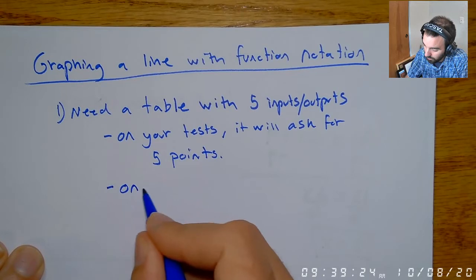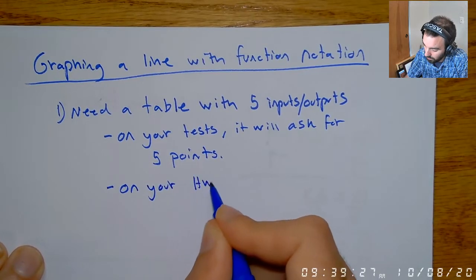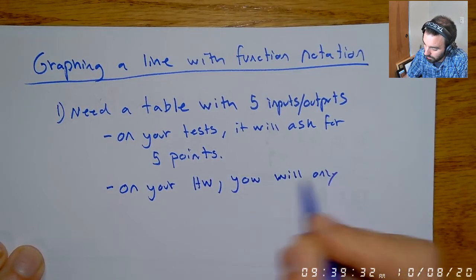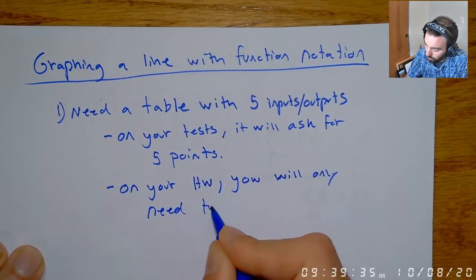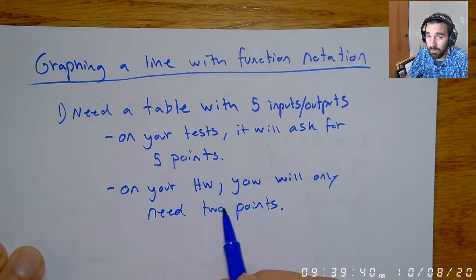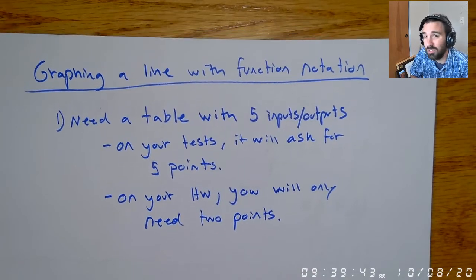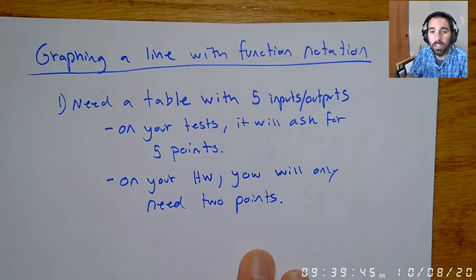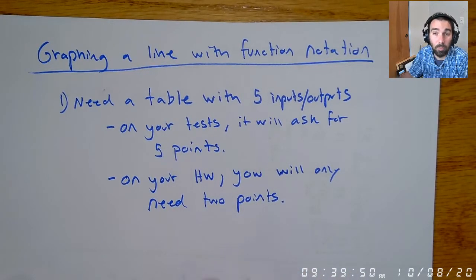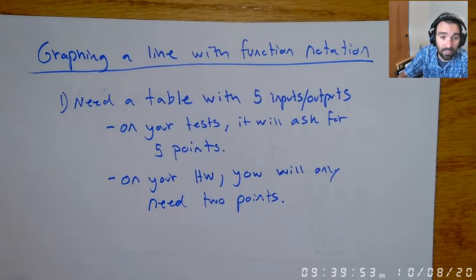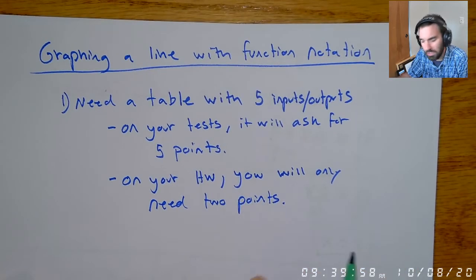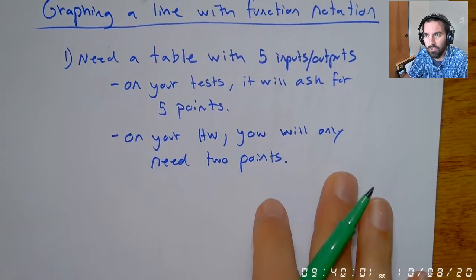On your homework, you will only need 2 points. Okay, so I just want you guys to be careful. On your test, it's going to ask for 5. On our homework, you only need 2. It's just the way that the software is set up. So the homework is going to be a little bit easier, so we're going to get used to making a table with 5 points. So let's go ahead and do an example together, because sometimes just taking notes is confusing. Let's add an example and see if this helps and gets you guys going.